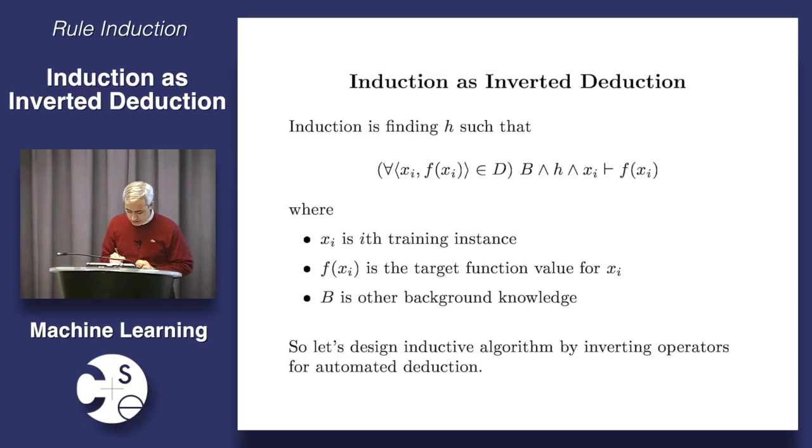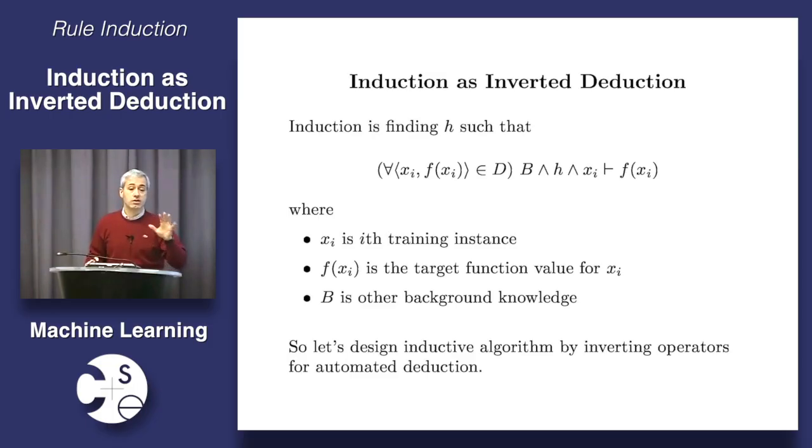So let's say that xi is my ith training instance, so my ith philosopher, or my ith person in the family. F of xi is what I'm trying to predict, like whether they're mortal or whether they're somebody's ancestor or whatnot. And B is a new thing. B is all the knowledge that I already have. Right? I already have a knowledge base with other formulas, let's say in first order logic, of things that I know about people and about mortality and about children and whatnot, right?